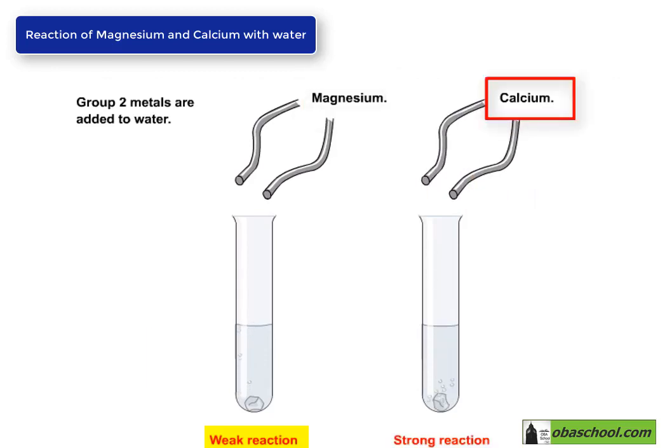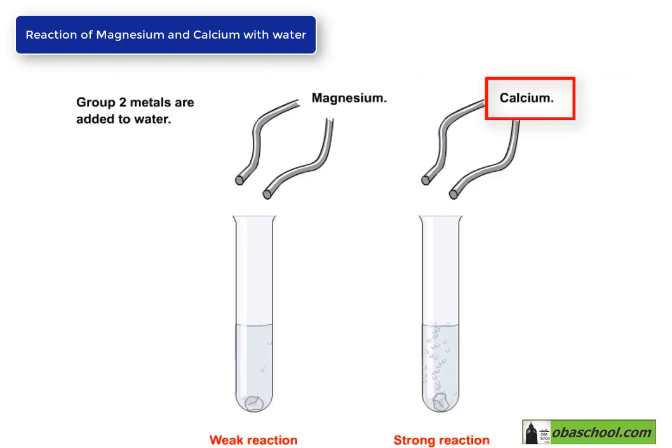Now let's try adding calcium to water. The reaction of calcium with water is a strong reaction. Calcium fizzes straight away and hydrogen gas is produced and an alkaline solution is formed.